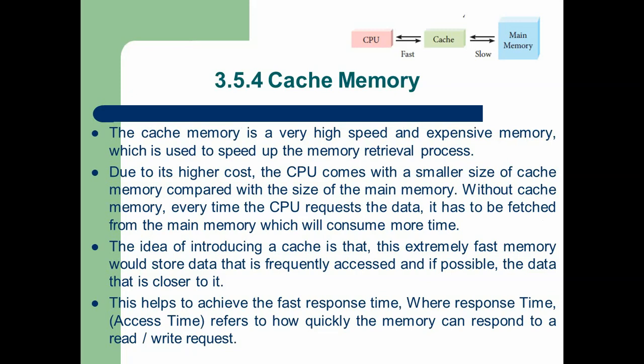That's why it's higher cost. CPU comes with a smaller size of cache memory compared to main memory and secondary memory. The size of the cache memory is very low in CPU. So without cache memory, every time the CPU requests the data, it has to be fetched from the main memory, which will consume more time. That's why the idea called a cache is introduced.